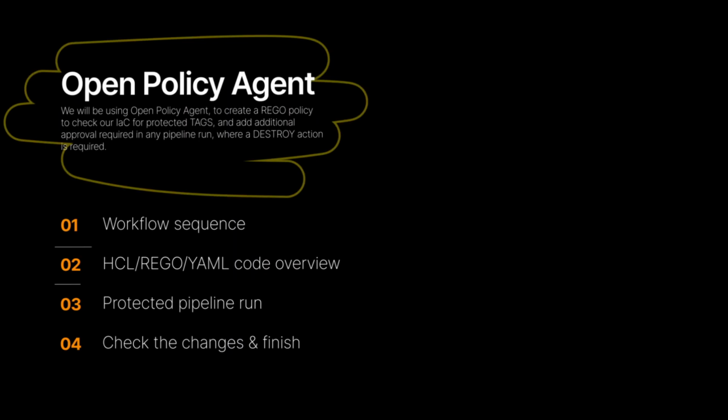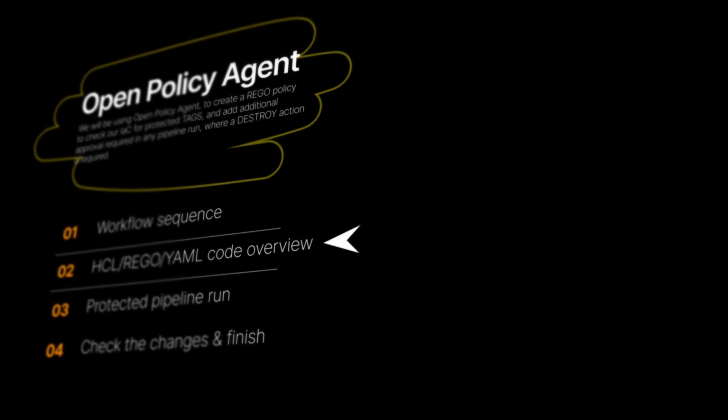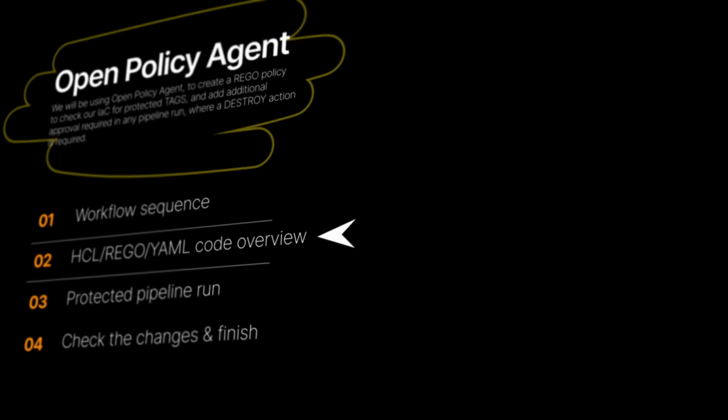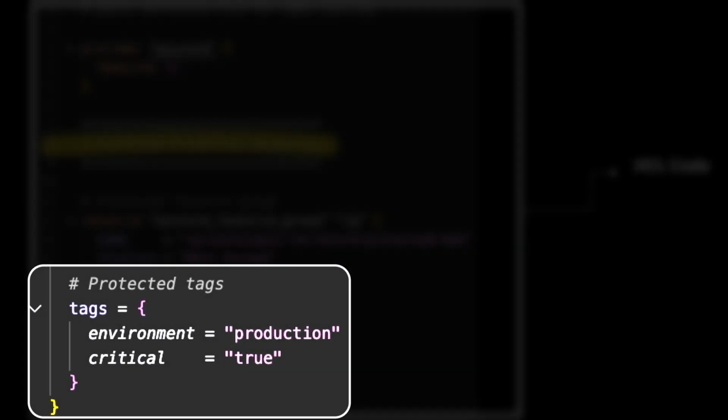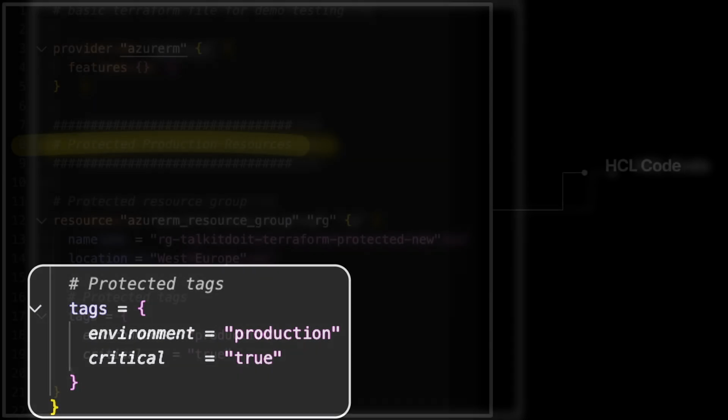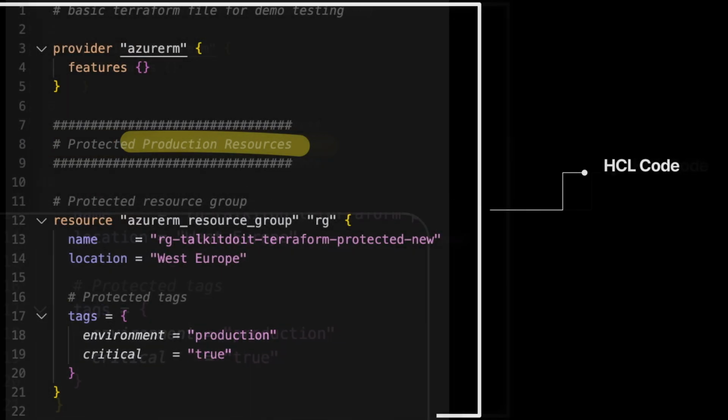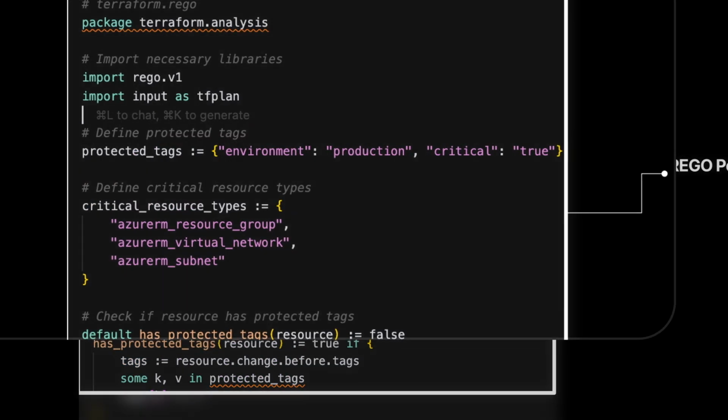Now let's look at the code, starting with the HCL, where we are using a resource group, a virtual network and some subnets. Notice the tags? These are what we are using for our policy checks, which require an action based on the values. Now the policy code, which is REGO, notice the tags logic here?